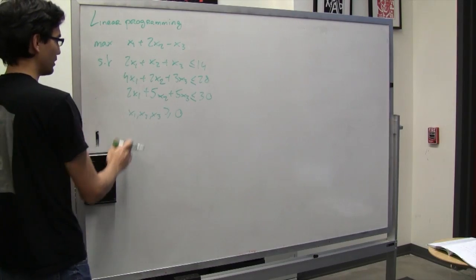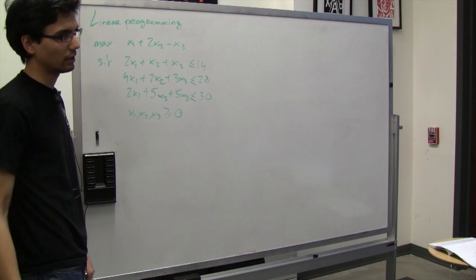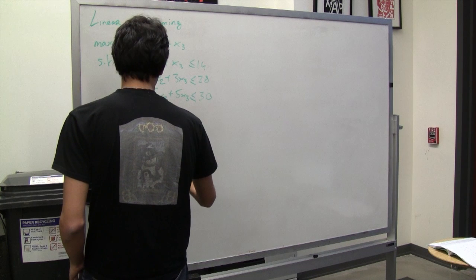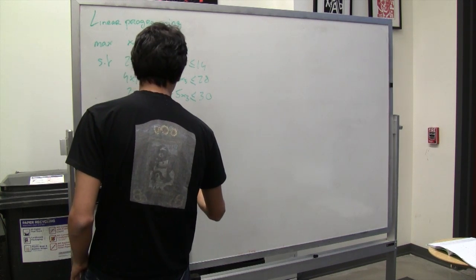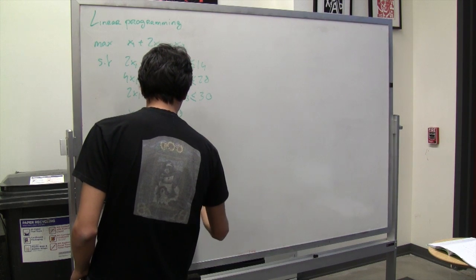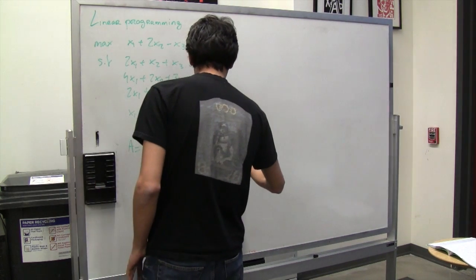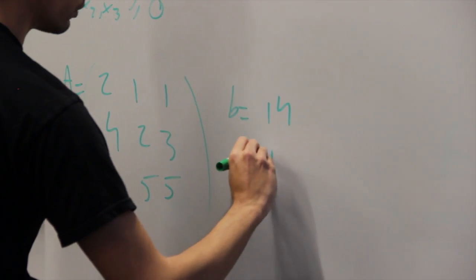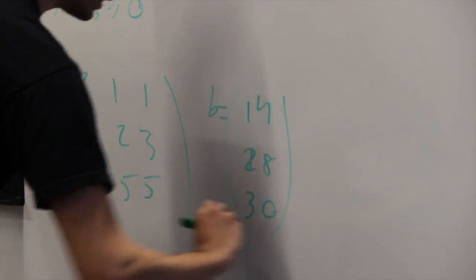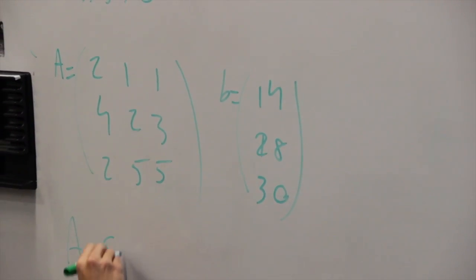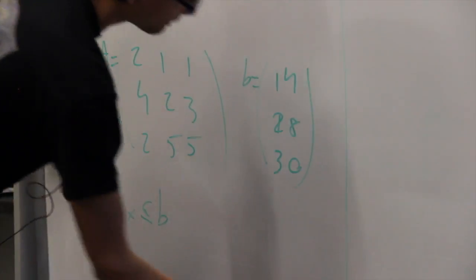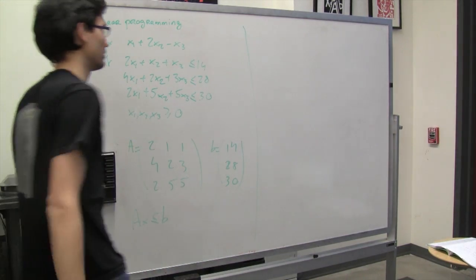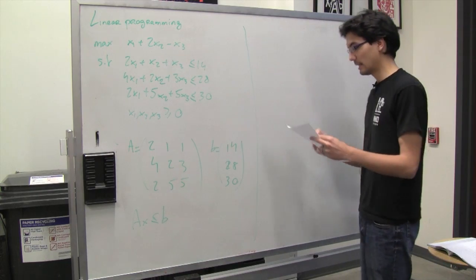Okay, you want to maximize this such that this is verified. You, of course, never want to write this again. So you're going to say that the matrix A is 2, 1, 1, 4, 2, 3, 2, 5, 5. B is equal to 14, 8, 28, 30. And you have Ax smaller or equal than B. Exactly as Austin said, you do not want to see this problem. There are inequalities. You are going to introduce slack variables.